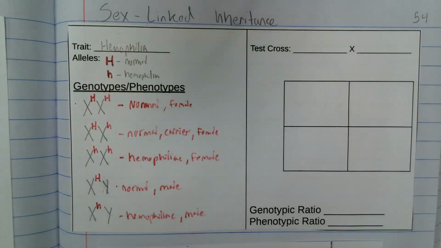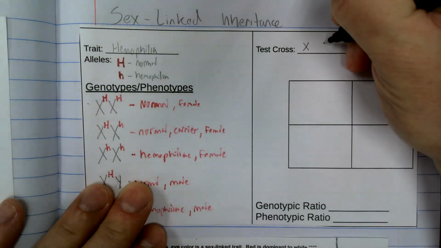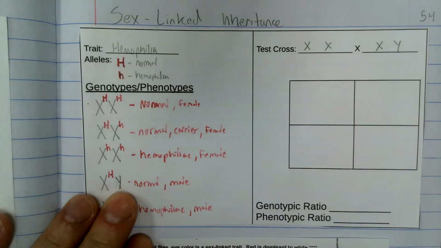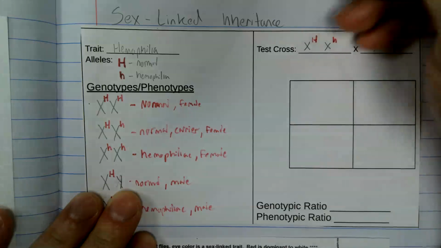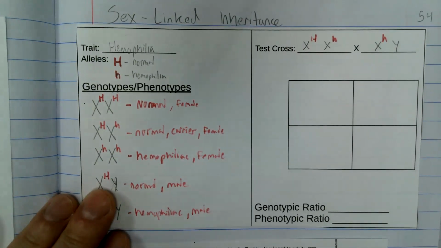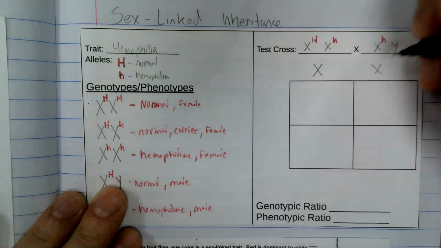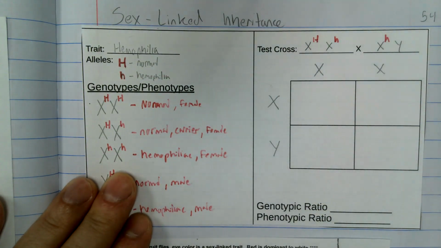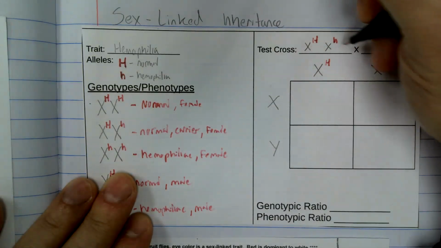So let's do a cross between a male and female, and we're going to do a heterozygous female and a hemophiliac male. That way we get a lot of options. So first thing to do would be to set up your X's and Y's, then give your alleles to the X's and Y's. This one goes there, this one goes there.